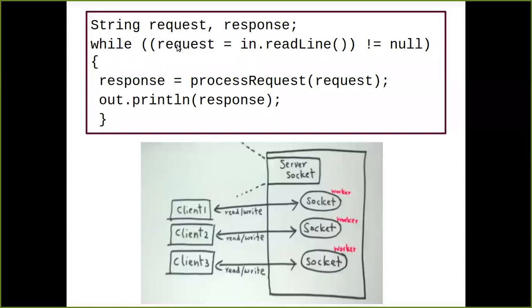So I'm having a condition saying that if the data which I am trying to read with the help of a readline method is not equal to null, that means all those values are now going to get stored into your request. And if it is not empty, I'm going to have another variable over here, called response, which is going to hold the value of that request.